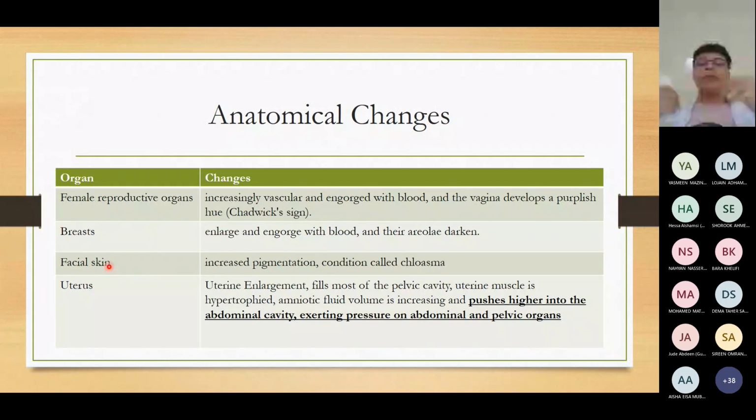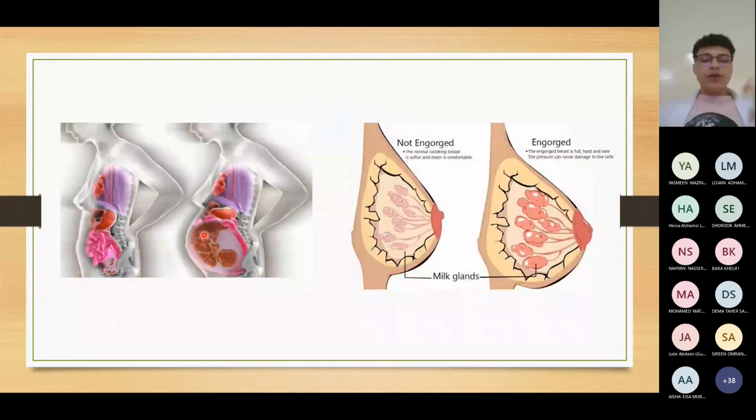Increase in pigmentation is going to happen for the facial skin. Okay, for the uterus. As you can see here, the uterus is enlarging. It's taking a lot of the pelvic cavity. And as you can see here, the uterus is pressing on other organs. It's applying pressure on other organs. It's obviously going to affect the physiological effect of this system.